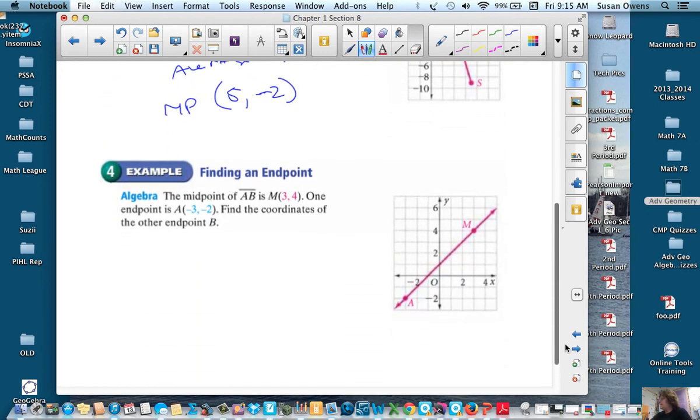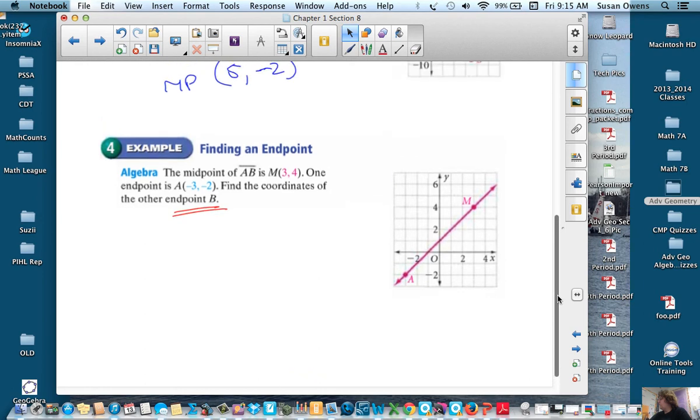The last example I want to do together, because it is a little harder, in this case, they give you the midpoint, and they give you one endpoint, and they want you to find the coordinates of the other point. So make sure in class, if I forget, that we do this problem, because out of all of these, that is one of the tougher ones to do.